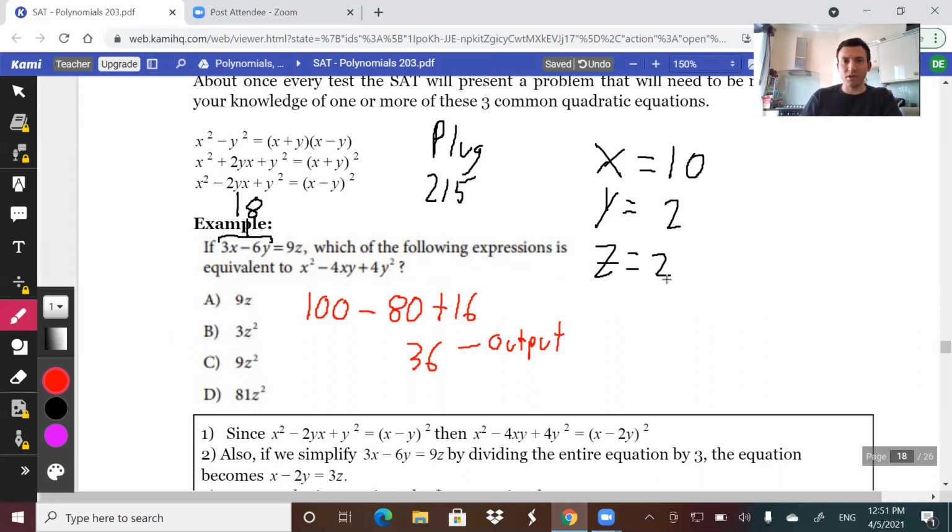So 9 times z, 2 is 18. That's not a match because it's not the same expression. Z squared is 4 times 3 is 12. That's not a match. I know we already know it's C, but let's just go down to D.